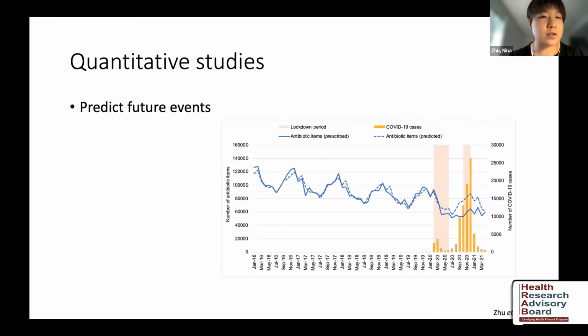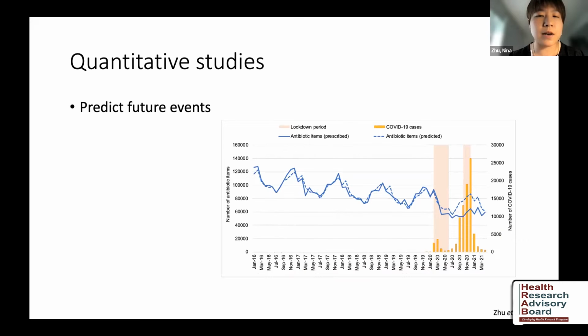And the last one, normally the most interesting, is to predict events. Sometimes these events have not yet happened in real life. Again, this is an example from one of my publications, using data to predict prescribing volume. In the figure, you can see two lines, one dotted and one solid.